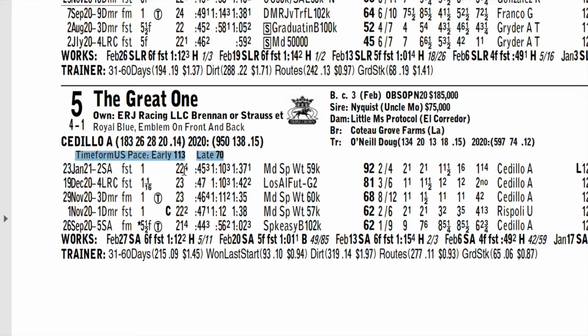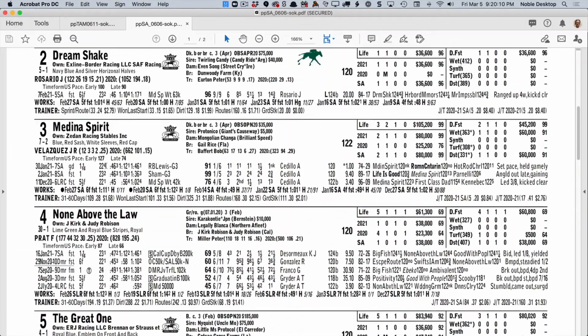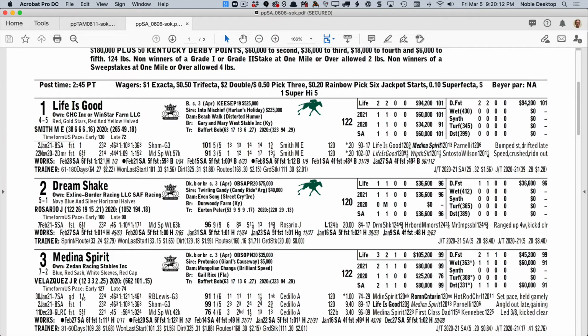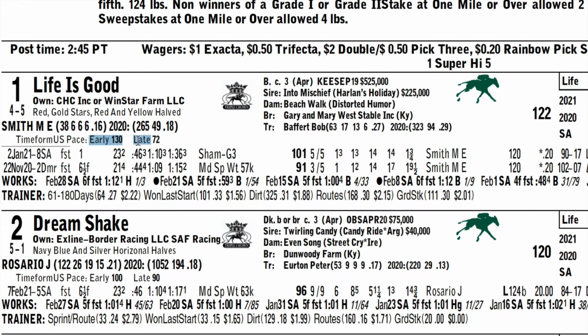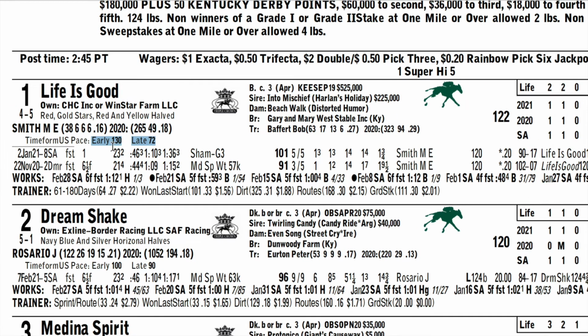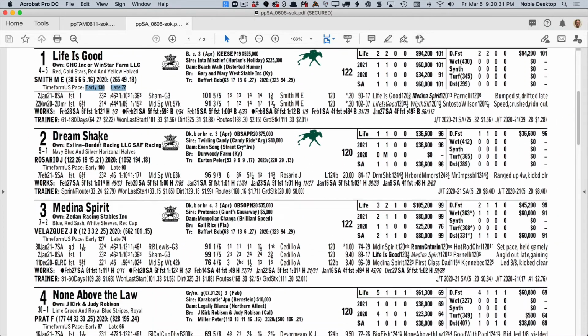And what you can do is look at that early pace figure 113 and compare that to the early pace figures for the other horses, to see if you think this horse can get the lead, or he's kind of a need-the-lead type that's not going to get the lead. So like if you look at Life is Good, his early pace is really fast. And so that tells you that probably any horse that needs to be on or near the lead is going to go faster early than they want to.